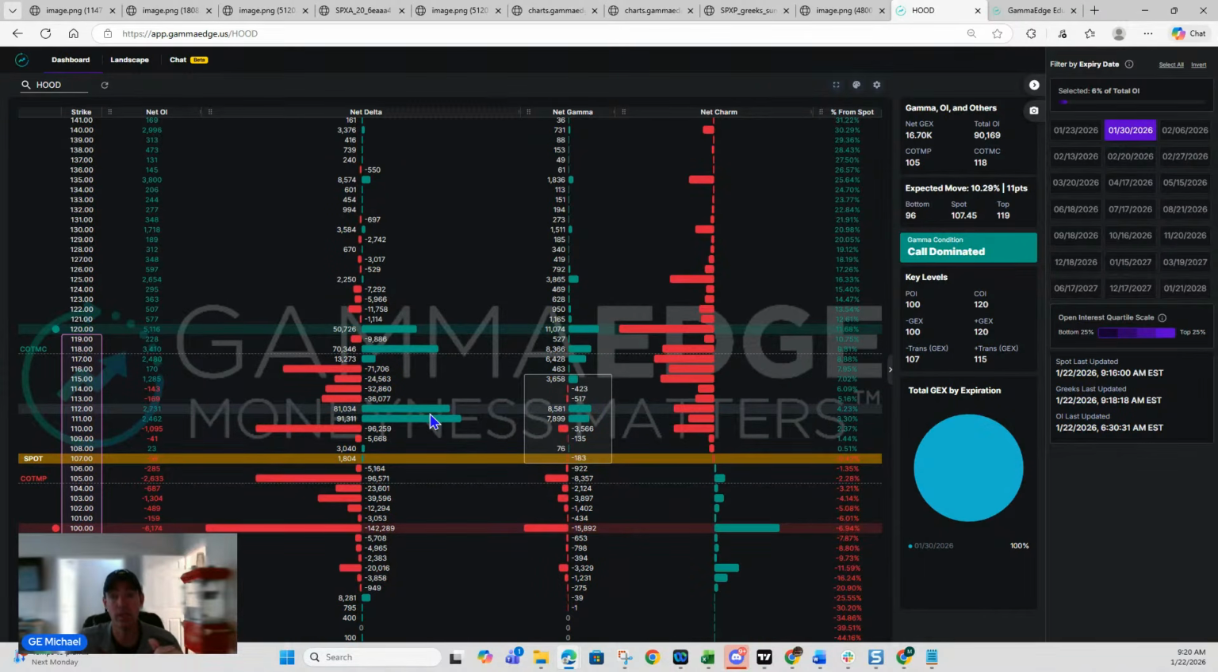So Hood looks good. Just depends on what the structure continues to look like, as well as what the market trend model continues to do.